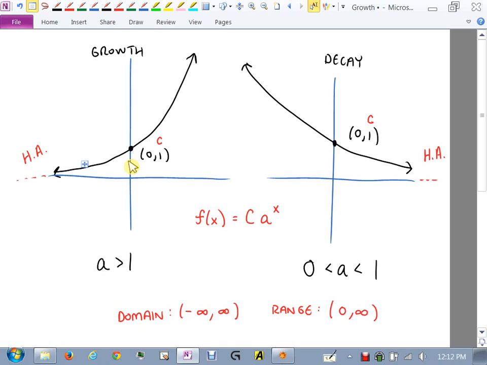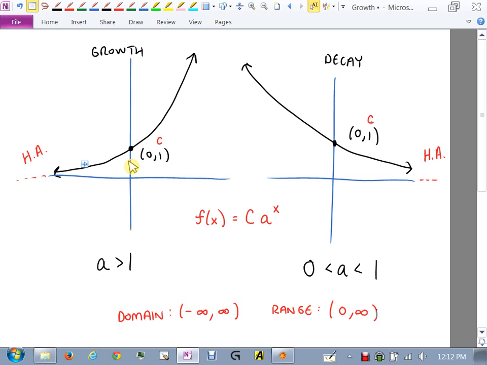Questions? Comments? Yes, unless we move it up or down, which we haven't done yet. Then it's not an exponential function. It's not something we study.